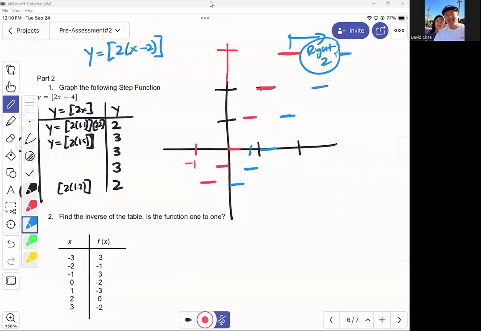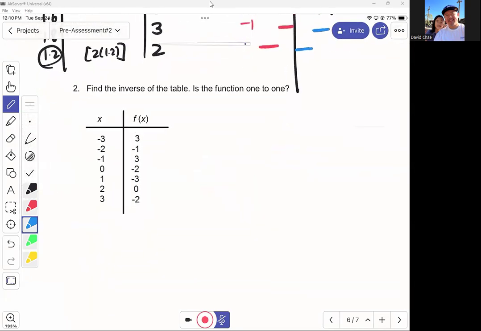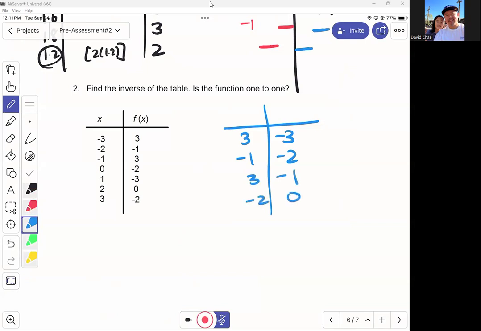Number 2, find the inverse of the table. What are you doing? What's the simple thing right here? You just flip everything. So 3, negative 3, negative 1, negative 2, my bad. 3, negative 1, negative 2, 0, negative 3, 1, 0, 2, and negative 2, 3. Did I flip them over correctly? Negative 1, 3, negative 2, negative 3, 0, 2.